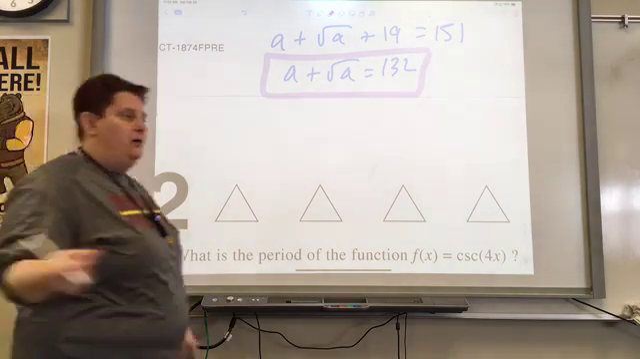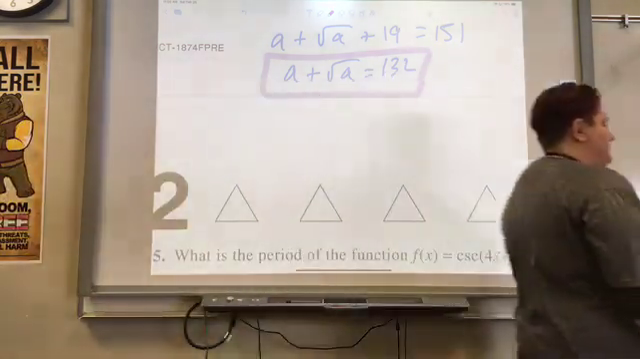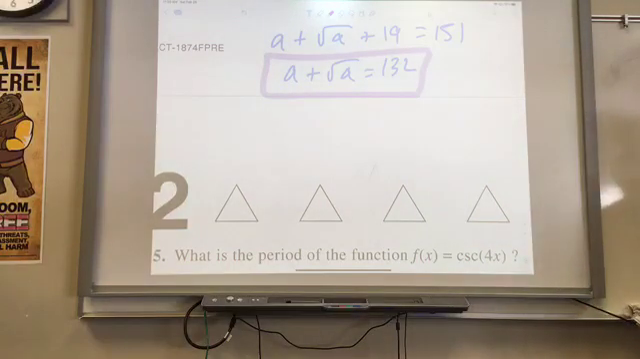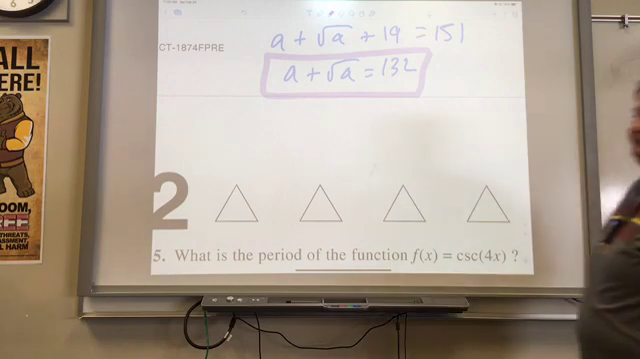I want to know where a plus the square root of a is 132. Squaring this and doing it the mathy way is just going to suck up a ton of time. Let's test some numbers. If I'm testing numbers, I should test numbers I can take the square root of. Give me a number you can take the square root of.